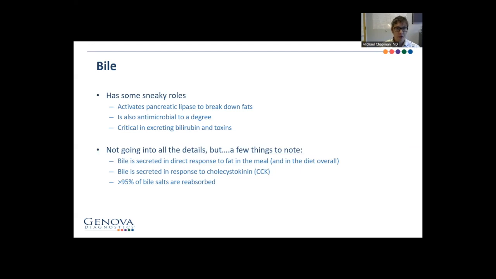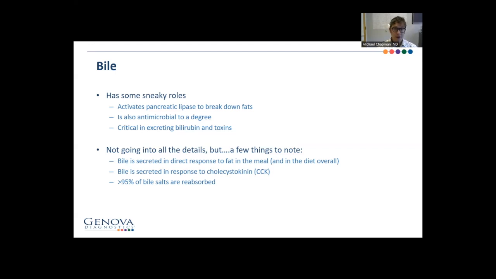I'm not going to go into all the details, but a few things to note. Bile is secreted in direct response to fat in the meal and in the diet overall. So if you're trying to get somebody to take more fish oil, you want to have them supplement that with some type of fatty meal, because it's not going to get into the system as well if there's no bile around. Bile is also secreted in response to cholecystokinin.